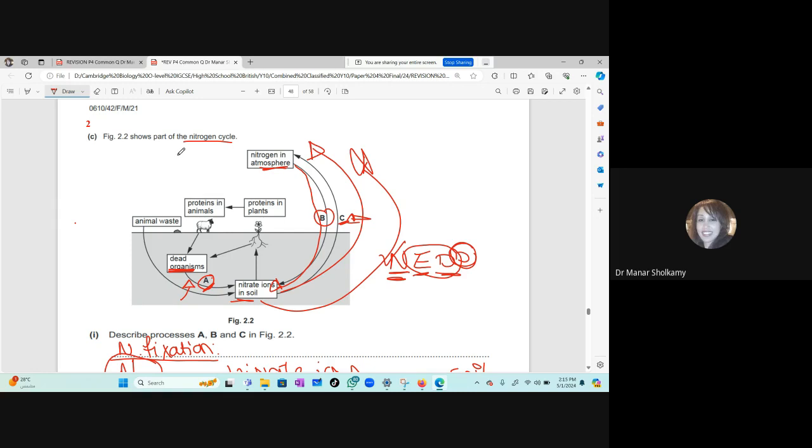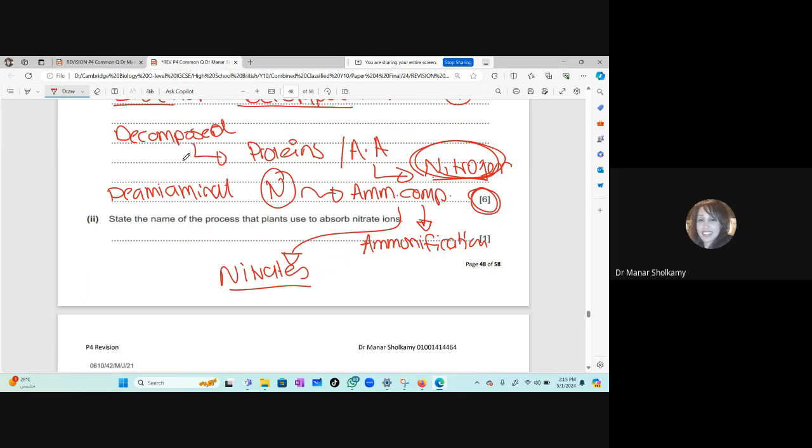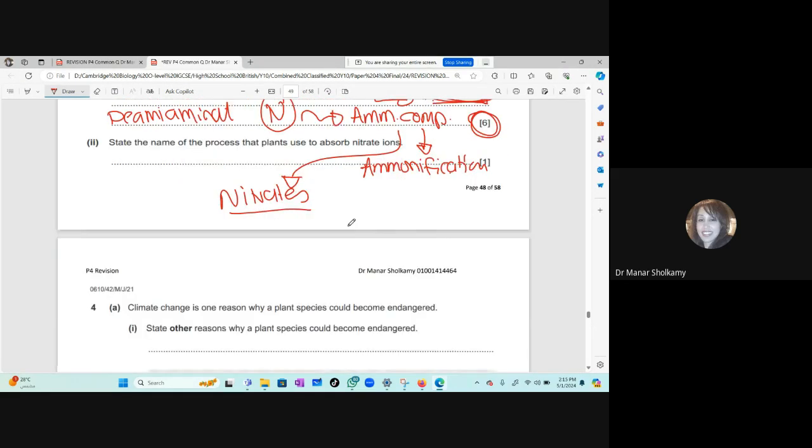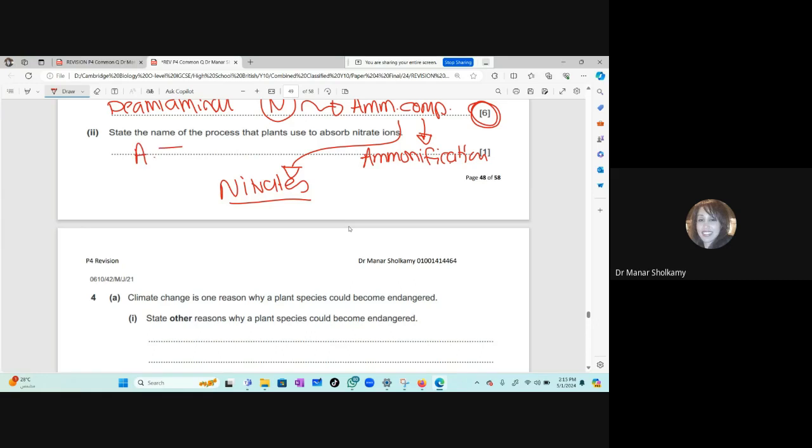It's very important, it's supplement, and it's very common. State the name of the process that plants use to absorb nitrate ions. Now, we already answered this question. What is the name of the process? Assimilation. Yes, they absorb nitrate ions by active transport. When they tell you it becomes part of the plant, this is when you write assimilation. So the answer is active transport.